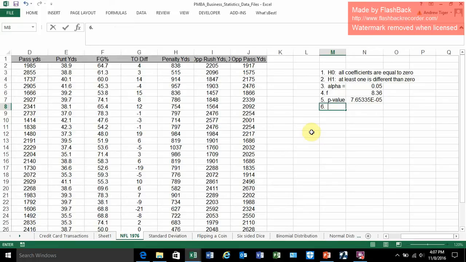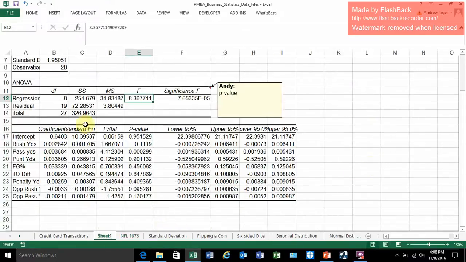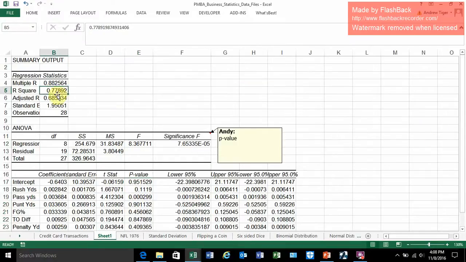And so our conclusion is that since the p-value is less than alpha, we can reject the null hypothesis, which means at least one of our coefficients is not 0. It's statistically different than 0. So back to this, I can start looking at these coefficients, looking at their individual p-values, looking at the r-squared, the adjusted r-squared to move on and do my regression analysis.